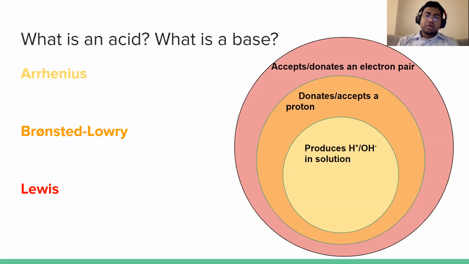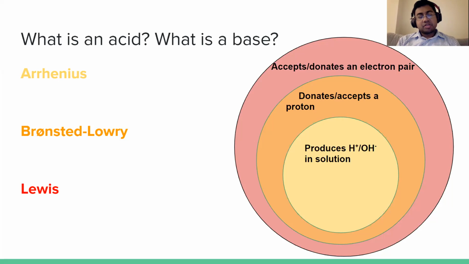So the first definition was Arrhenius acids and bases, and by that logic, acids produce H+ in solution, and bases produce OH- in solution. So you've got protons and hydroxide ions. This is a pretty narrow definition of acids and bases. It applies to a lot of well-known ones, but not all acids and bases actually have these properties. So it's the narrowest definition.